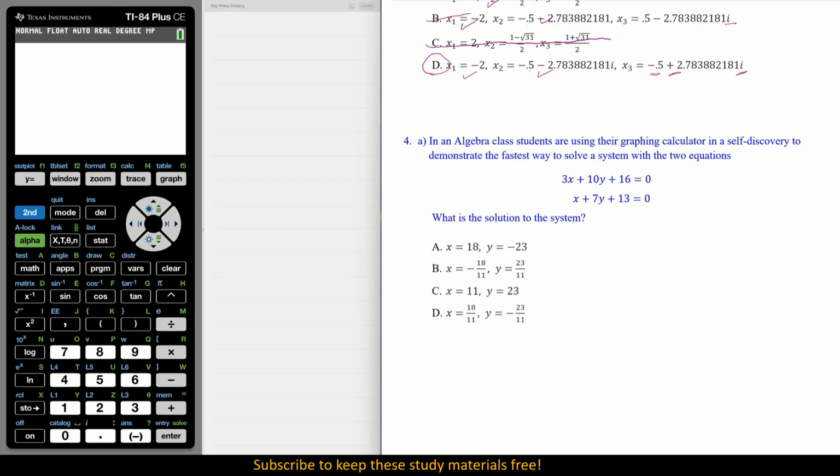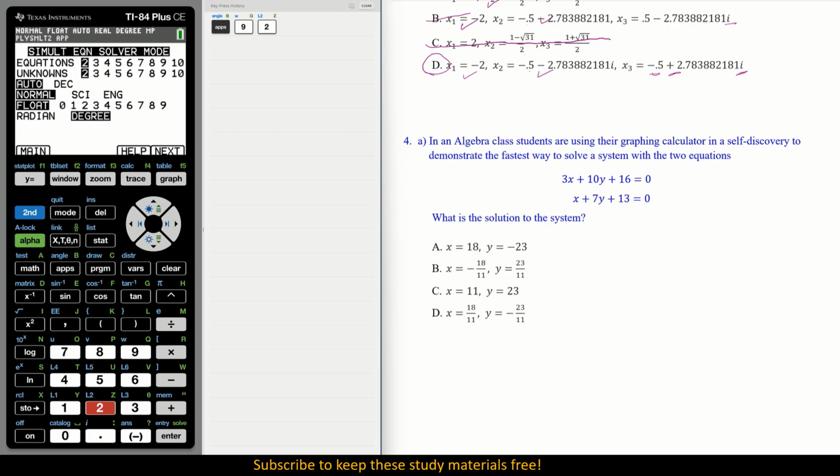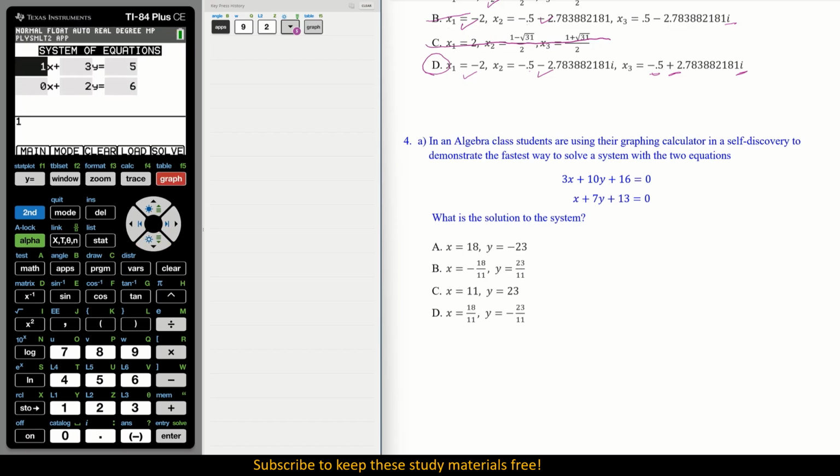Okay, this is real simple in our TI-84. What we need to do is push apps, number 9, then number 2, and we have two equations. So we arrow down and we have two unknowns, x and y. And everything else we want to keep as is. It doesn't matter about radians and degrees. So what we push is right below the next, we push graph, and that'll get us to the solving.